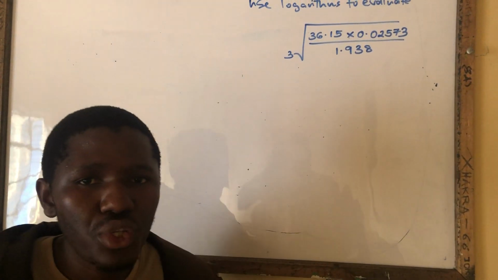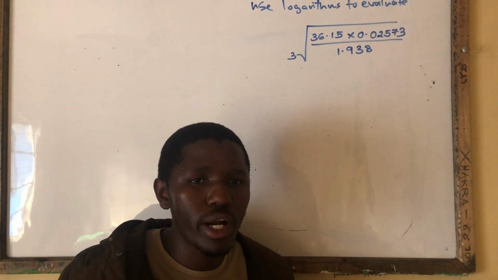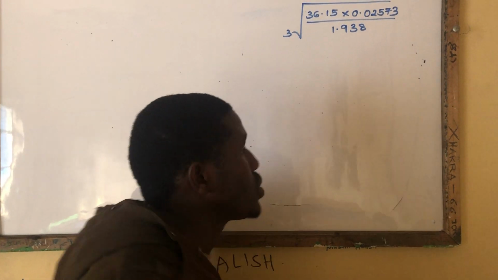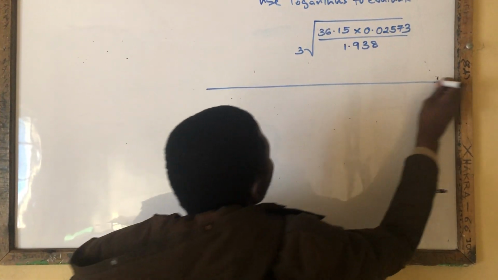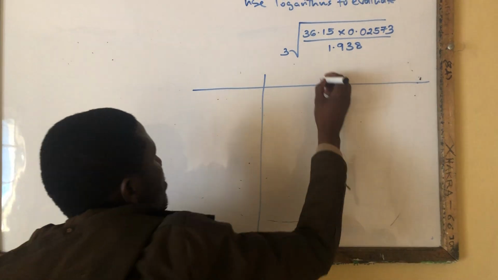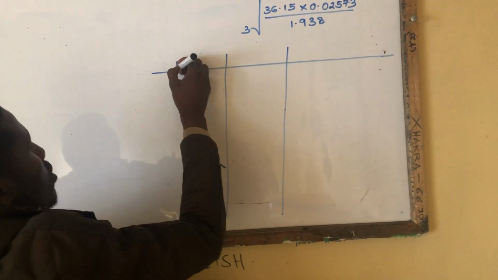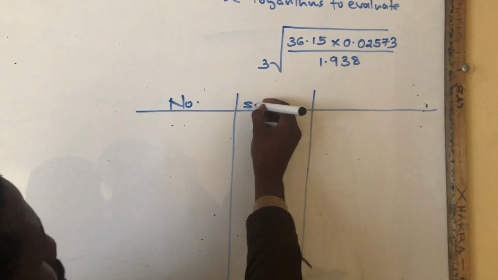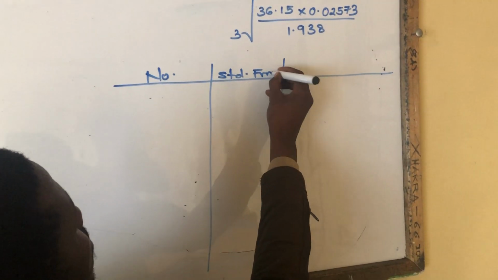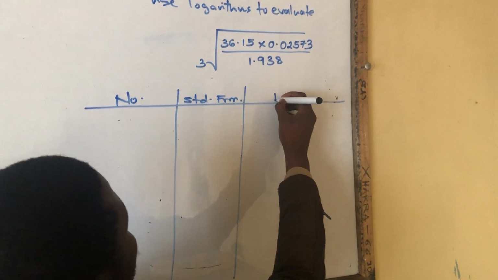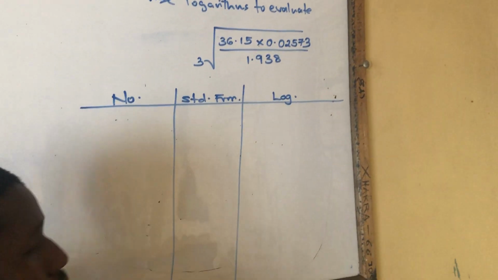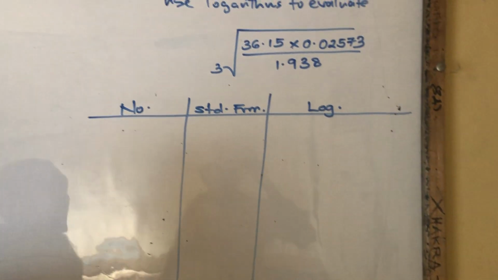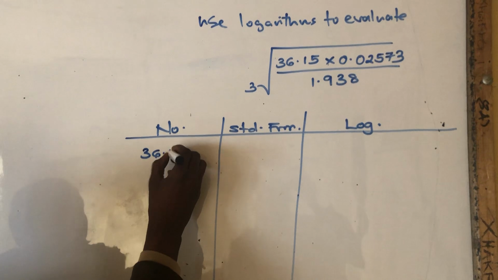The standard procedure of solving questions in logarithms will always be the use of a table. So we are going to come up with a table with 3 columns. In the first column, we will have the number. In the second column, we will have the standard form of the number. Then in the last column, we will have the log of the number. We will start with 36.15.